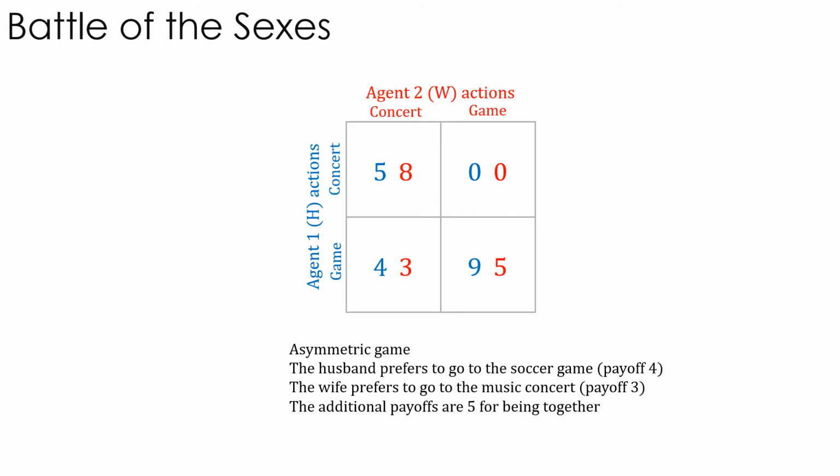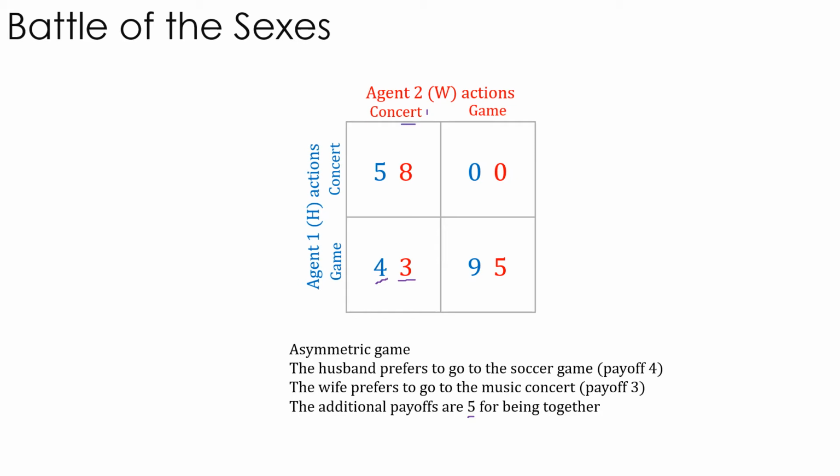This is yet another example. Here, the two agents are spouses. The husband prefers to go to the soccer game, which has a payoff of 4 for him, and the wife prefers to go to the concert, which has a payoff of 3 for her. Now, if they're together, there is an additional payoff of 5 each.